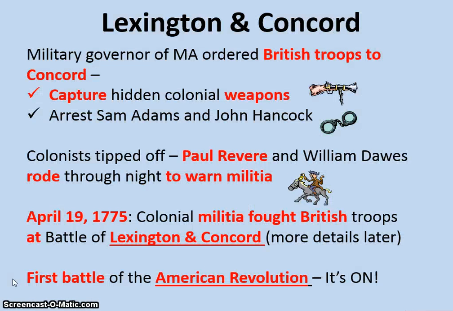Which leads us to the Battle of Lexington and Concord. The military governor of Massachusetts found out about the stockpiling of weapons, and he ordered British troops to Concord for 2 reasons: one was to capture the weapons, and two was to arrest Sam Adams and John Hancock, 2 prominent Sons of Liberty. The colonists, however, were tipped off. Paul Revere and William Dawes rode through the night to warn the militia in the famous Midnight Ride. On April 19, 1775, a colonial militia fought British troops at the Battle of Lexington and Concord, and we'll talk more about the details of that battle in our next lesson. But what makes this important is we now have the first battle of the American Revolution, and, well, it's on.